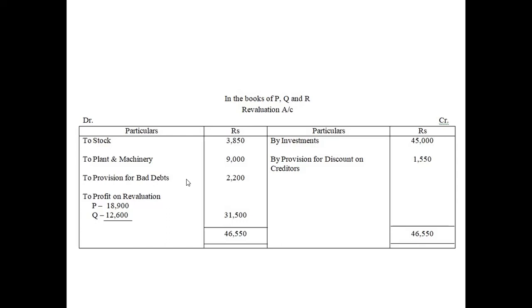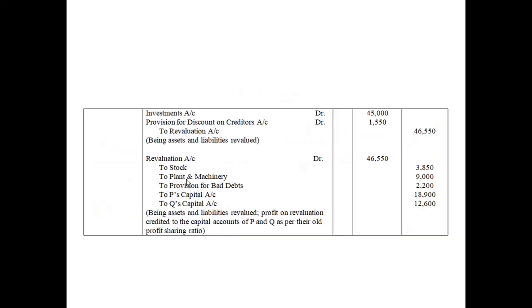Okay, so the amount of creditors will be subtracted. Okay, the amount of creditors will be subtracted by 1,550. Okay, that is why the liability is decreasing here. So when the liability decreases, it will be in the credit column of your revaluation account. Okay, I hope now you understand this journal entries. Okay. Now let us move on to the partner's capital account.